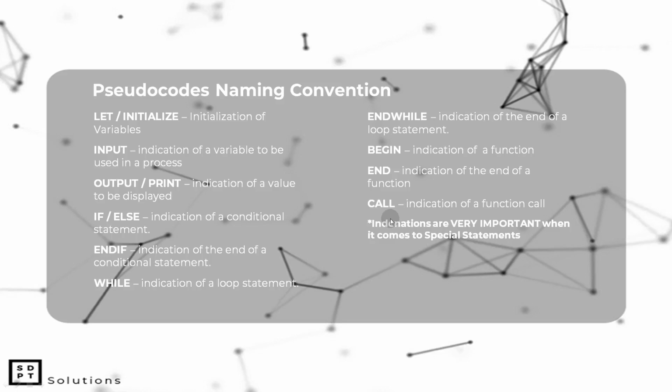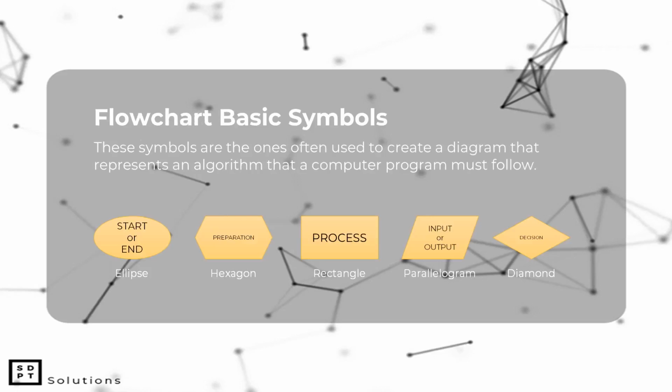Yun na nga. Next naman, we have the programming flowchart symbols. We have this flowchart basic symbols. Napag-aralan na natin to, hindi ko na masyadong i-in-depth. Again, starter, end, ellipse. Pagka mag-declare tayo, preparation, hexagon. Pagka magpa-process tayo ng mga value, we use a rectangle.